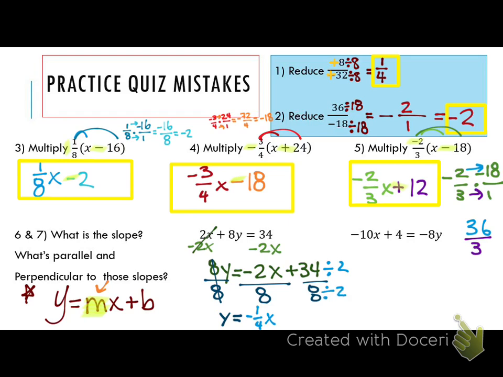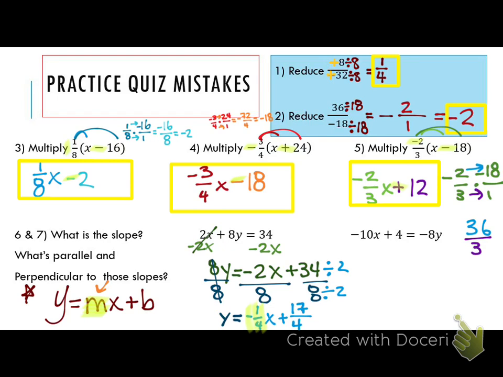What is 34 divided by 2? 17. And then 8 divided by 2? 4. So what part of this is the slope? Negative 1 over 4. So it says, what is the slope? It's negative 1 over 4. Not the whole thing. My slope is negative 1 over 4.